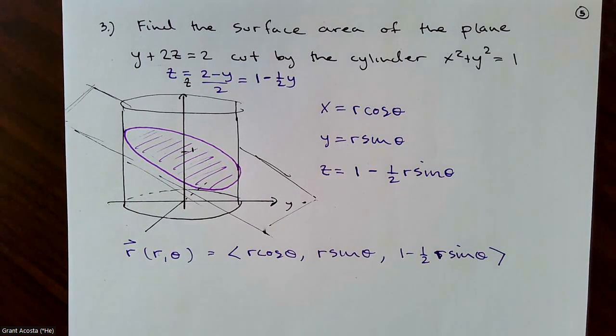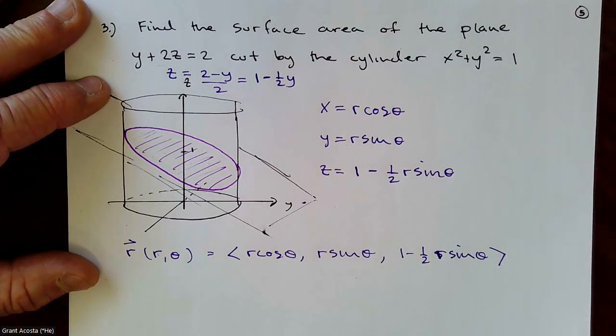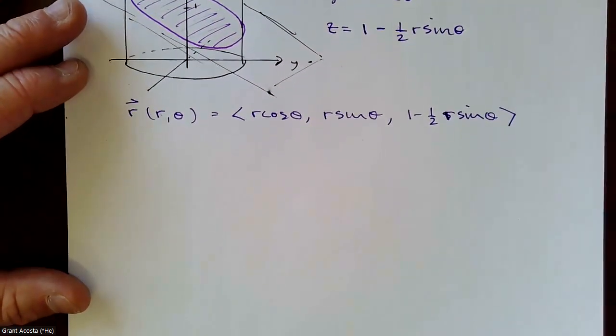Okay, this might be a good opportunity to pause the video, take your two partial derivatives, r sub r and r sub theta, and then do the cross product and try to find the magnitude of that. In other words, see if you can finish the problem.